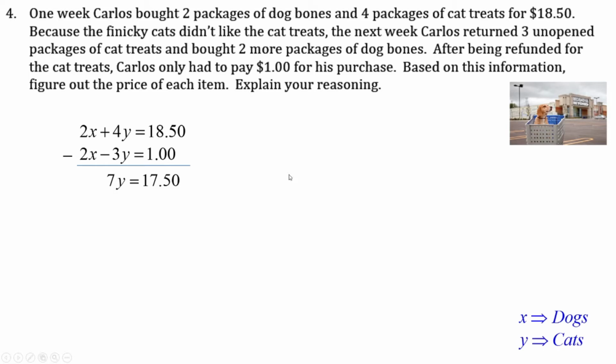Now, let's divide both sides by 7. Okay, so cat treats costs. Let's cancel the factors of 7 on the left. And I'm going to get out my calculator and go 17.5 divided by 7. And I'm getting 2.5, or $2.50. Nice. Now let's substitute that y into one of the original equations.